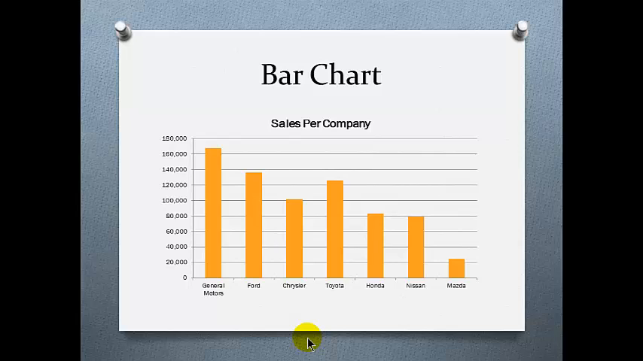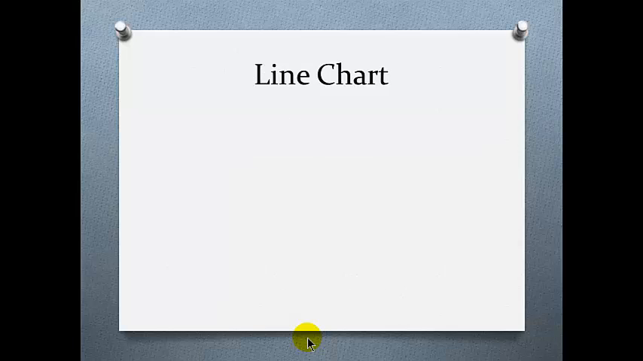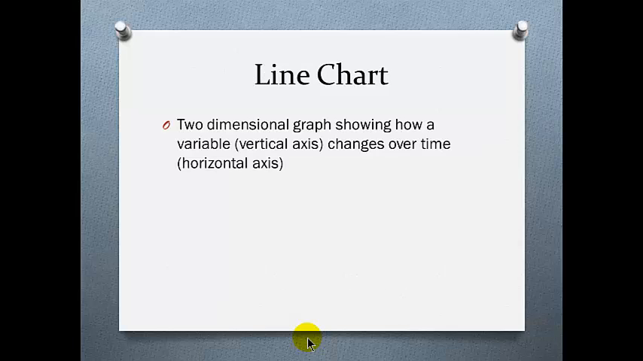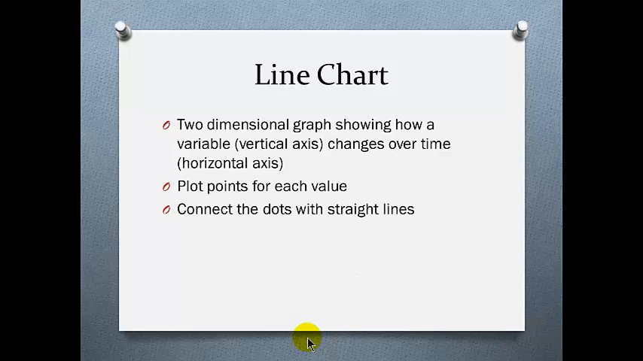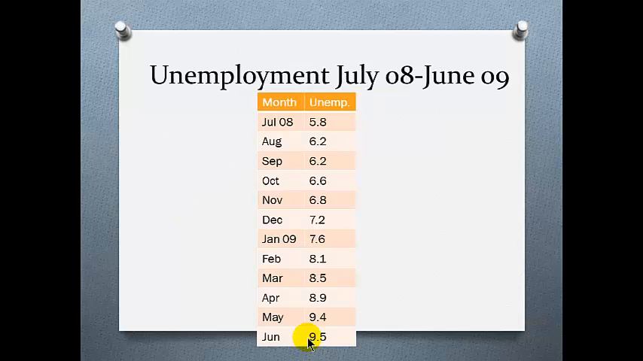One other type of visual display that I want to take a look at is the line chart. And a line chart is a two-dimensional graph that shows how some variable changes over time. And we put the changes in time across the bottom, across the horizontal axis, and then the height is what that variable is doing over time. And so once you have your axis set up, you just plot each data value and then connect the dots with straight lines. And you've probably seen these graphs before. They're pretty straightforward.